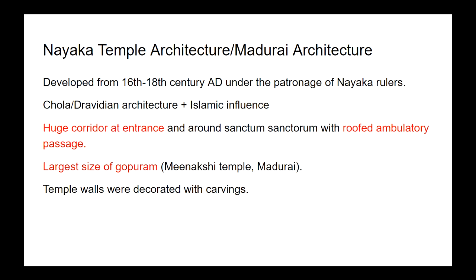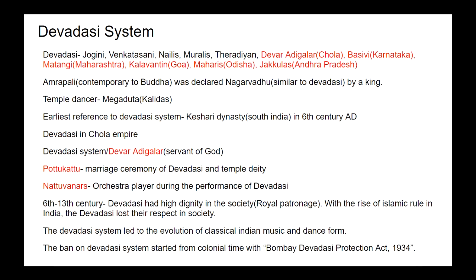In this temple architecture, we found the Gopuram was very large. The largest Gopuram was at Meenakshi Temple at Madurai. It was an example of Nayaka style temple architecture. The temple walls were decorated with carvings. Devadasi system. With the evolution of temple, a new system emerged known as Devadasi.